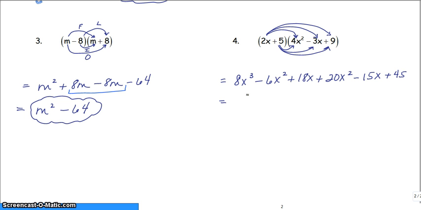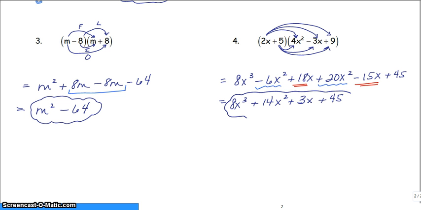And then I need to combine like terms. So I have 8x cubed, and I can combine the negative 6x squared with the positive 20x squared for a positive 14x squared. I can also combine the positive 18x with the negative 15x, and that will give me a positive 3x, and then plus 45. And so we would get 8x cubed plus 14x squared plus 3x plus 45.